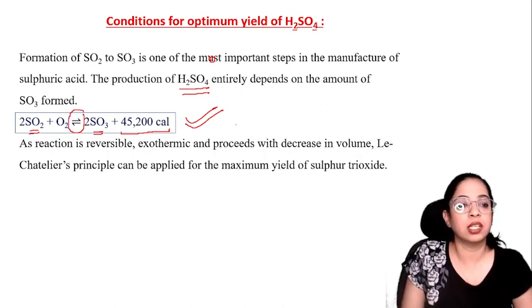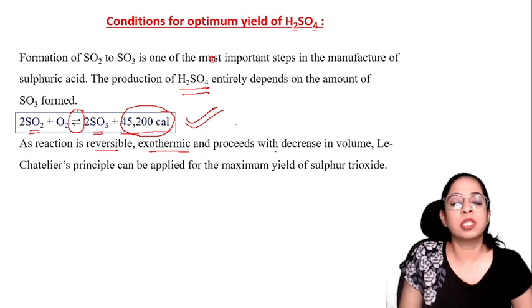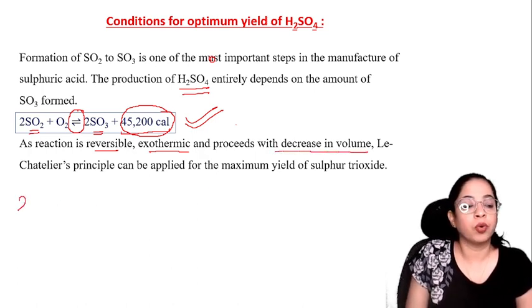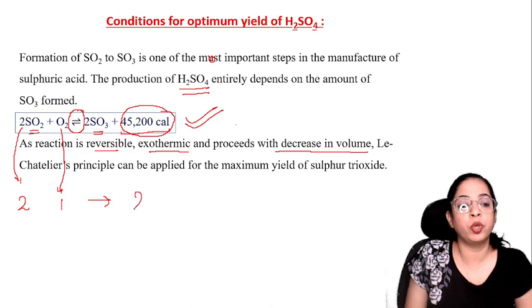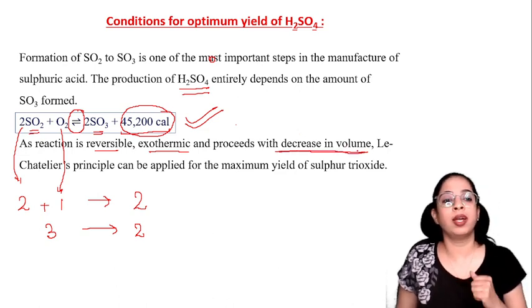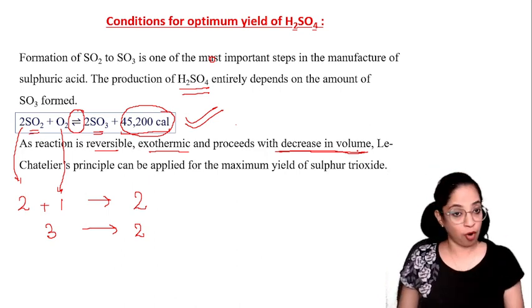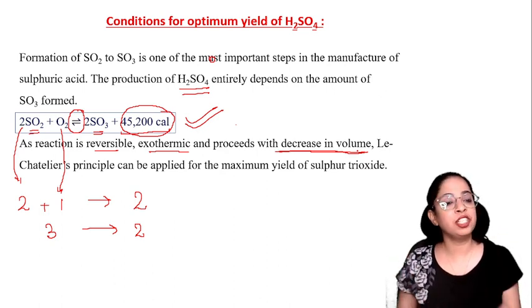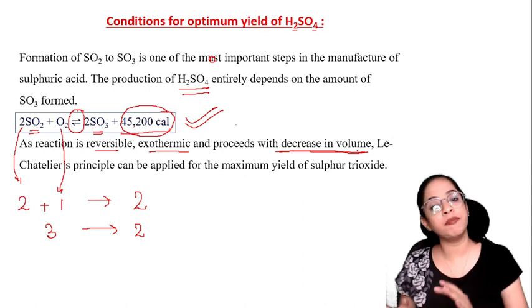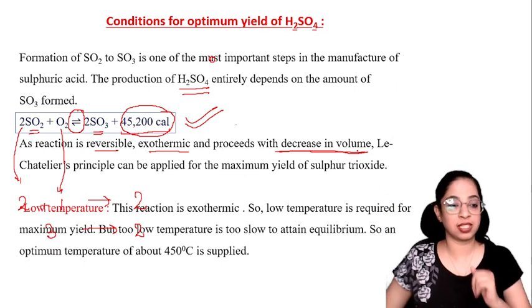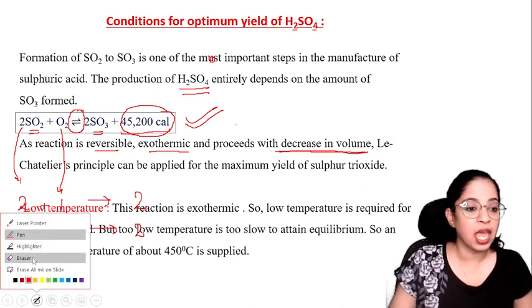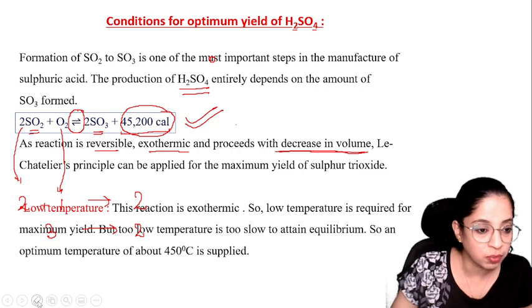So can you see this? This means it is reversible. This energy on the right hand side means it is exothermic. And this proceeds with a decrease in volume. What do you mean? Look here, there are 2 molecules of SO2 and 1 molecule of oxygen. It is forming 2 molecules of SO3. So from 3 to 2 there is a decrease in volume. So you understand that this reaction is reversible, exothermic, and proceeds with a decrease in volume. Therefore, we can apply Le Chatelier's principle for the maximum yield of sulfur trioxide. So see here, first thing, this is an exothermic reaction. Wait, let me rub this all.